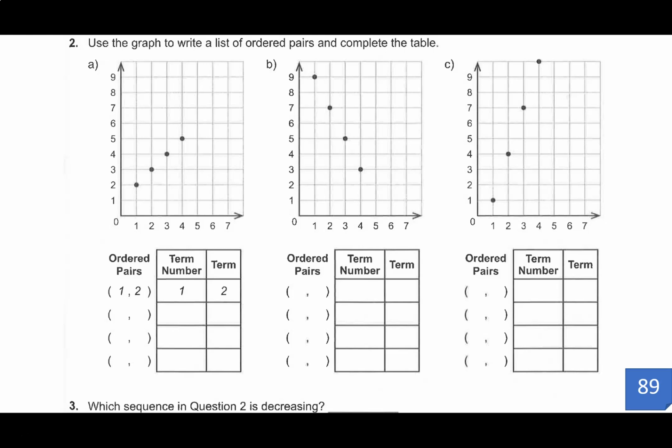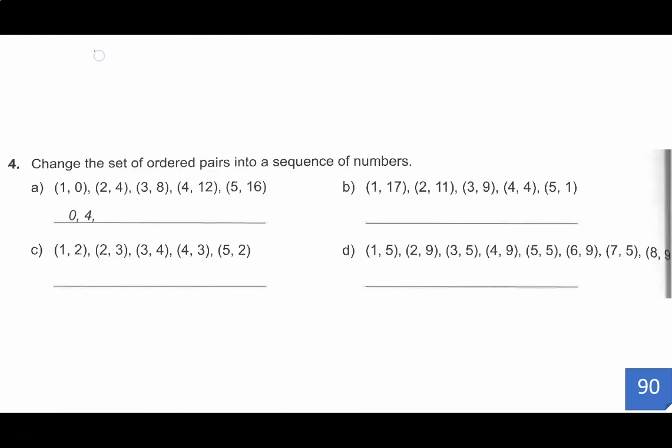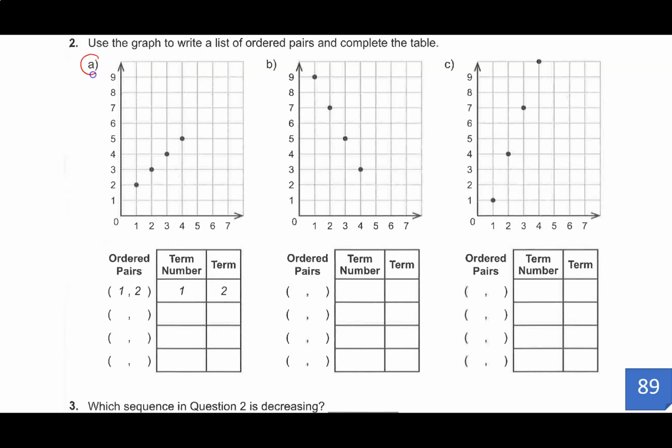Question 2 says, use the graph to write a list of ordered pairs and complete the table. All right, so let's do 2A together. Here's our graph. We are going to make a list of ordered pairs. The first one has been done for us. So remember, the first digit is the x value followed by the y value.